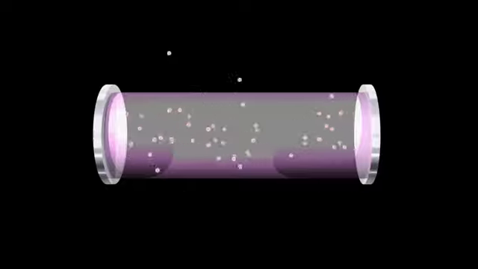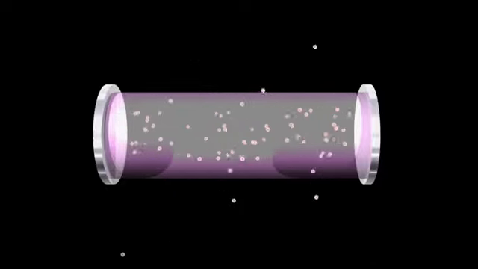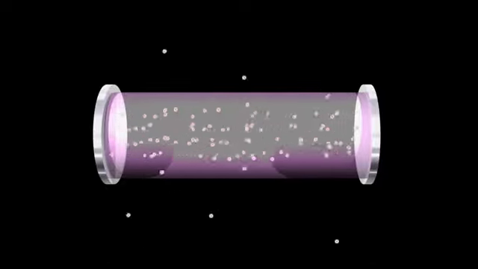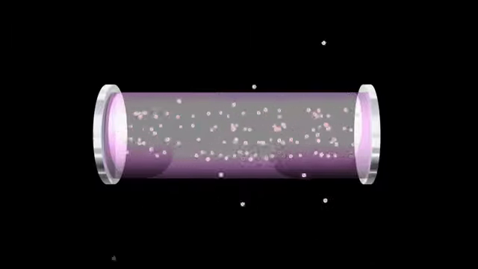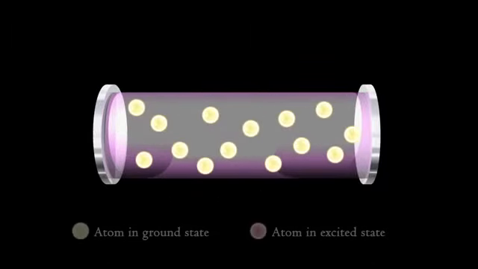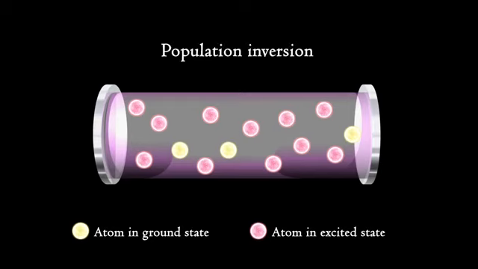Furthermore, only photons with the same amount of energy and the same momentum will be part of the chain reaction. That's the reason why laser beams are strongly coherent and monochromatic. A very important aspect is the fact that many atoms must be in an excited state. For a laser to work, more atoms must be in an excited state than in lower energy states. This is called population inversion.